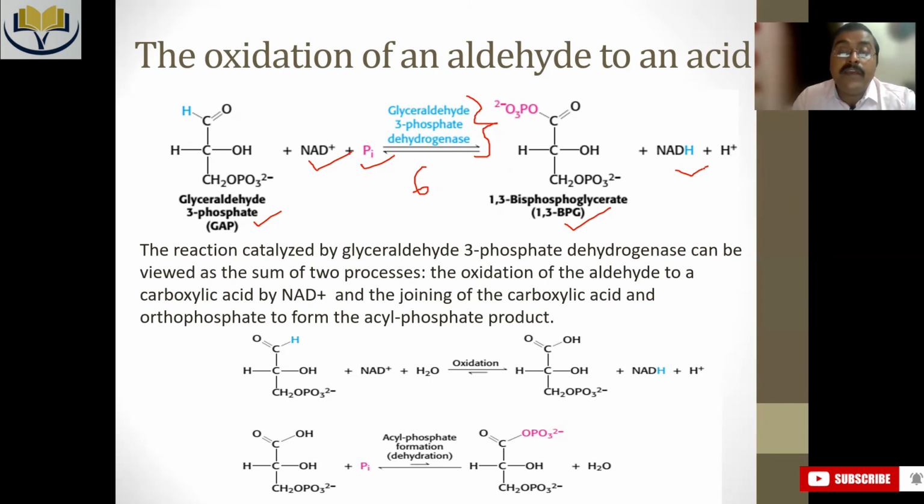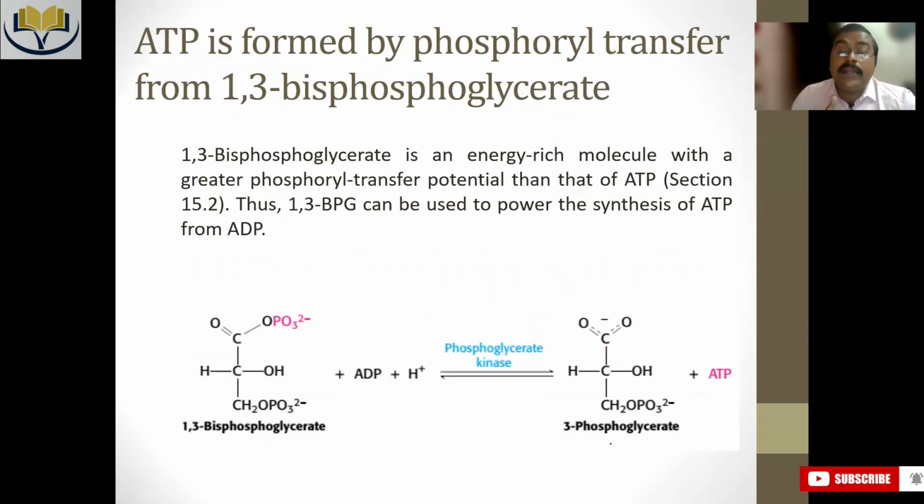If you have time and want to understand the inner mechanism of this particular reaction, you can look in different books, but this reaction occurs in two different steps. Step number one, glyceraldehyde 3-phosphate is first oxidized into the acidic component. Now, this acidic component is phosphorylated to form 1,3-bisphosphoglycerate.